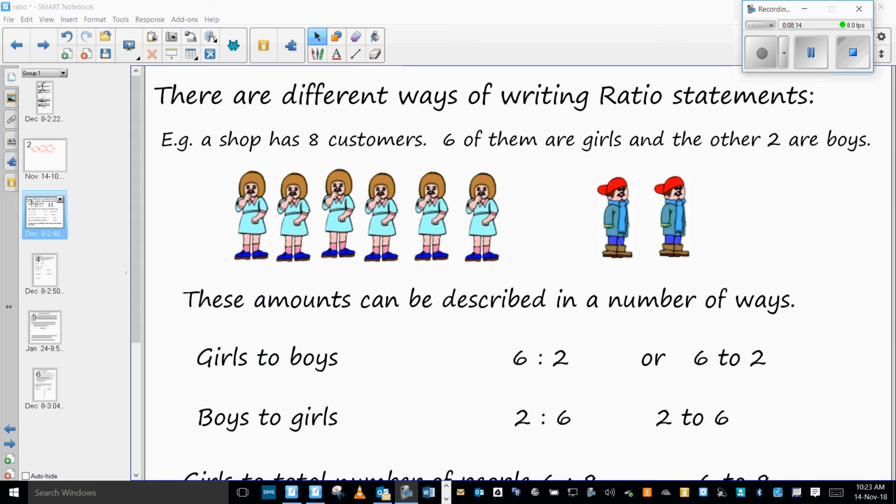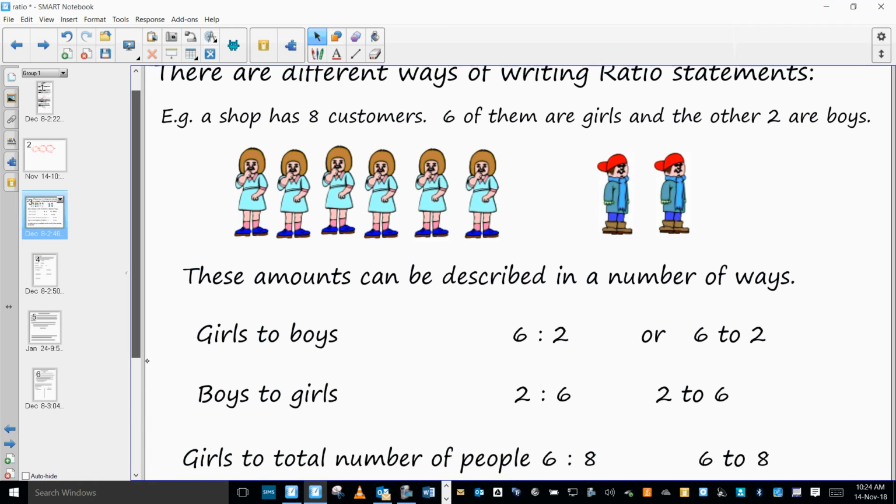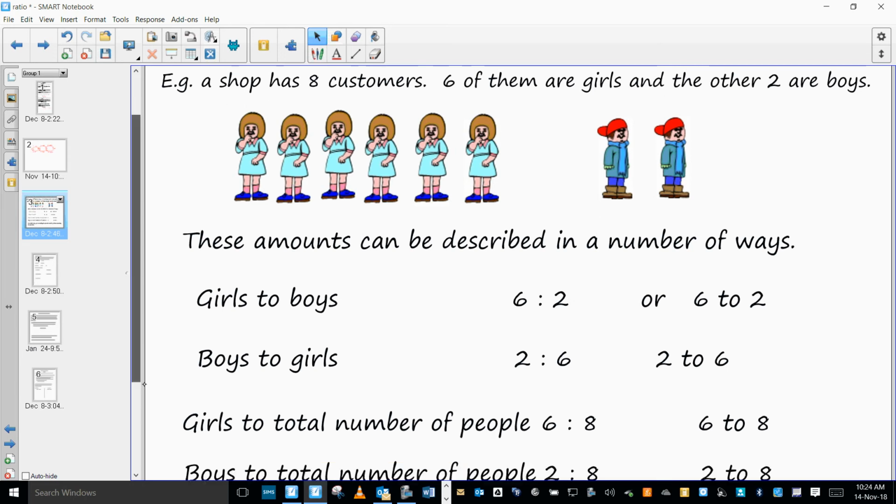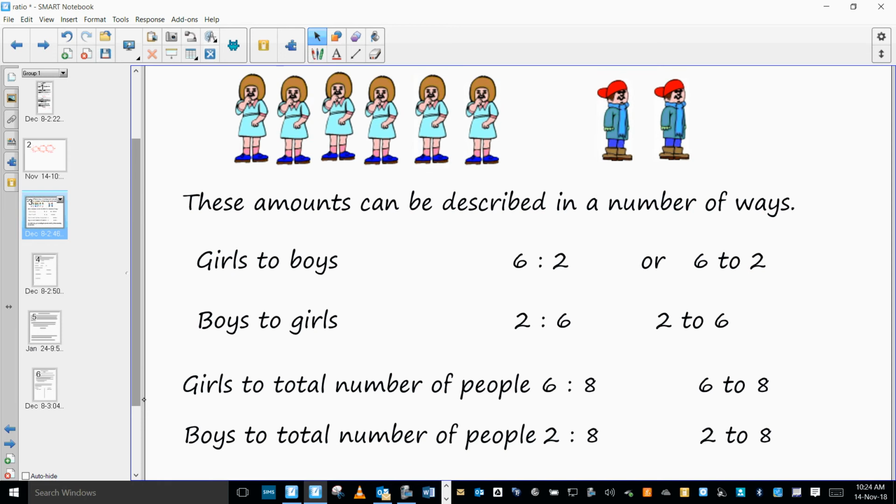So a shop has 8 customers, 6 of them are girls, the other 2 are boys. So you've got several different ways of talking about these people. You can have girls to boys. Generally it would be written as a colon. You might see the word 'to', less common. It could be boys first, so it would be 2 to 6. It could be girls to the total number of people, so that would be 6 to 8, or boys to the total number of people. You can have any combination of these things. I'm just trying to make sure that you're aware that you must read the question.